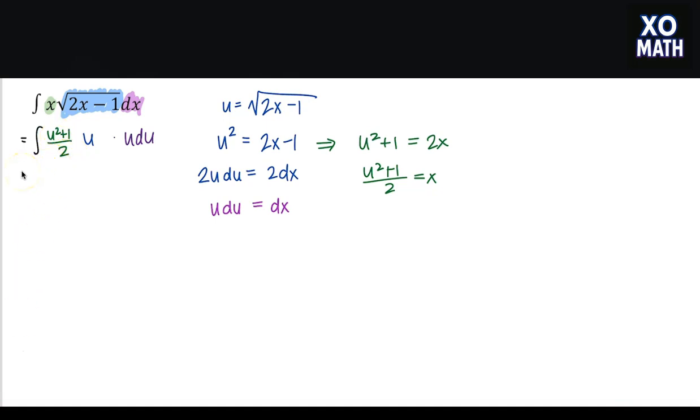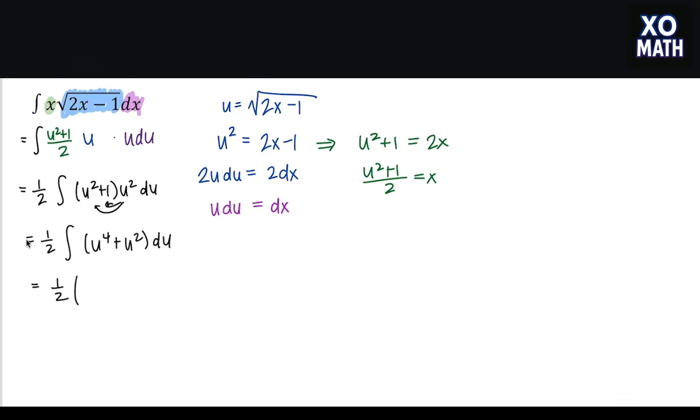All right, so now let's see what we have. I'll pull out the 1/2, so I have 1/2 the integral of (u squared plus 1) times u squared du, this u times u here. And that's 1/2 the integral of, I'm going to distribute in the u squared, so u to the 4th plus u squared du. And when I take the antiderivative here, I'll get u to the 5th over 5 plus u cubed over 3 plus c.